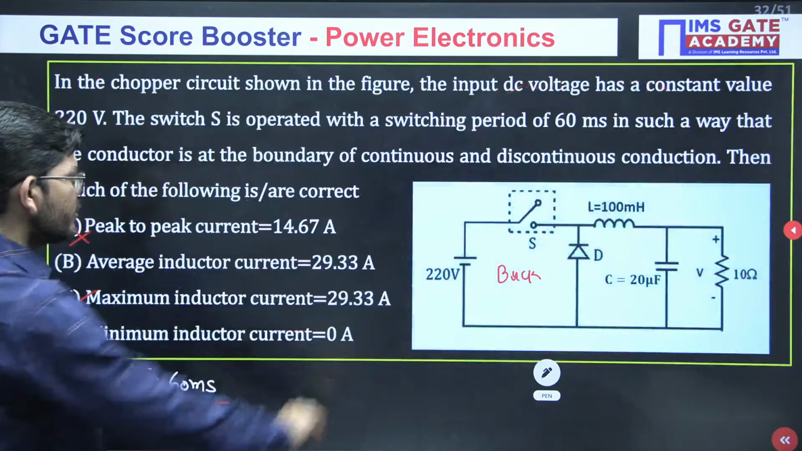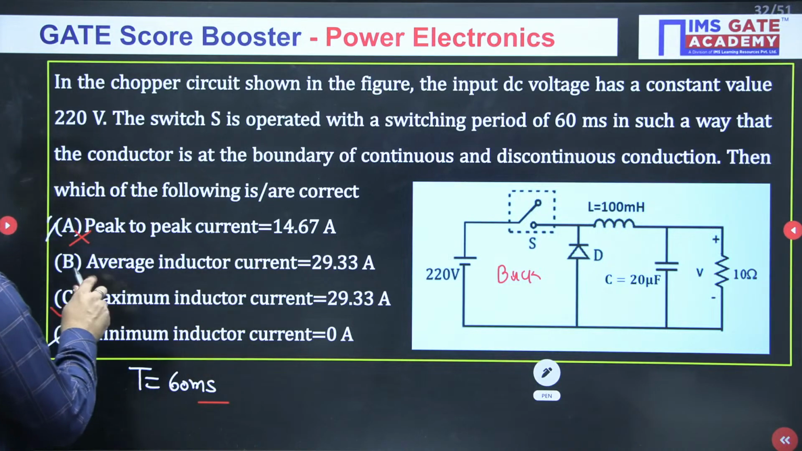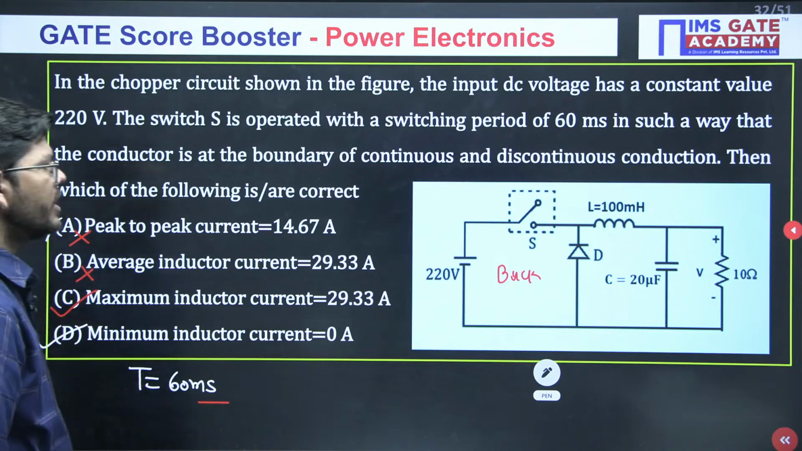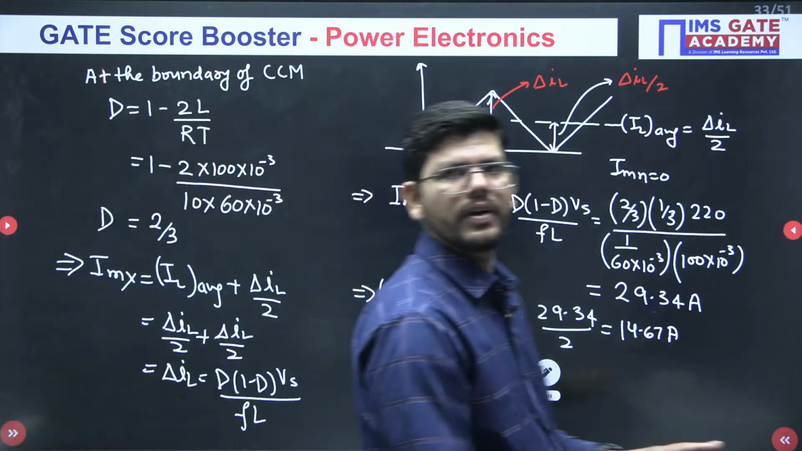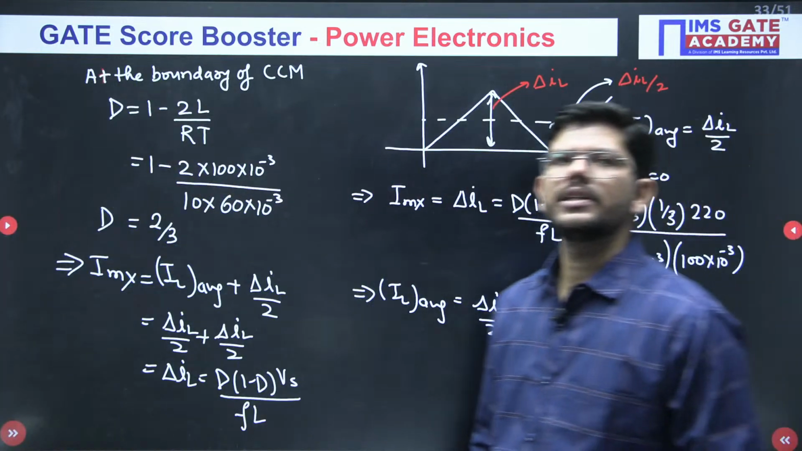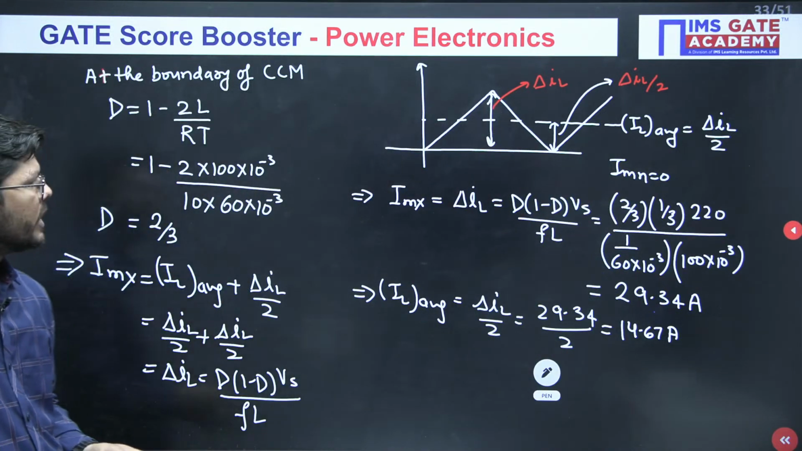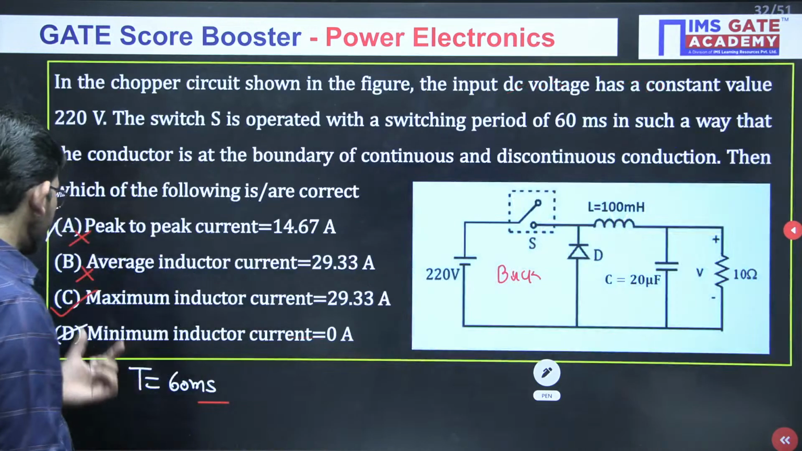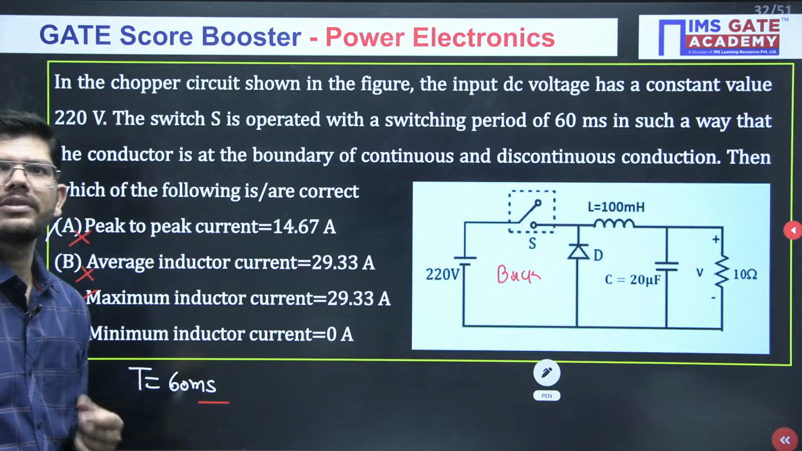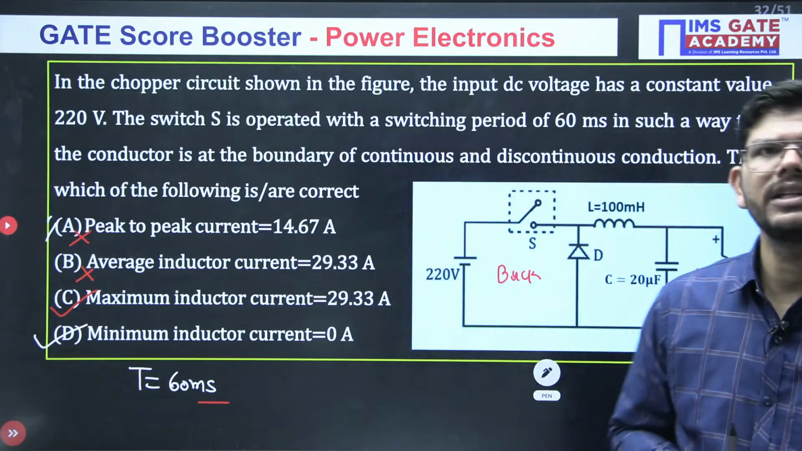Okay. So whether IL average is 14.67, average inductor current is not 29.33. It is around 14.67. Okay. So see, this is how you can calculate all the values. Is that clear? Just see. Options C and D will be the right options. So I think Nilmesh and Divya both have calculated the correct answer.